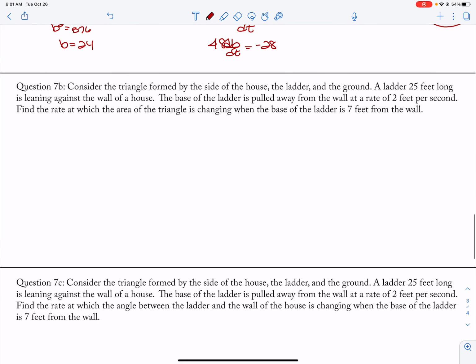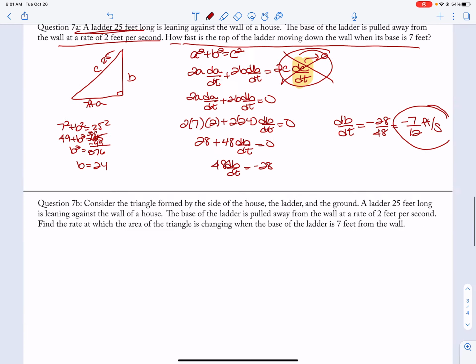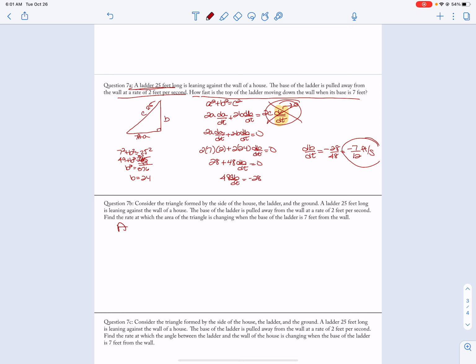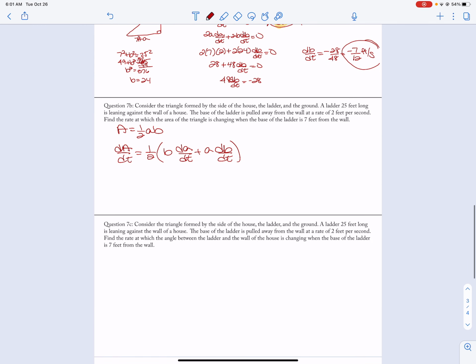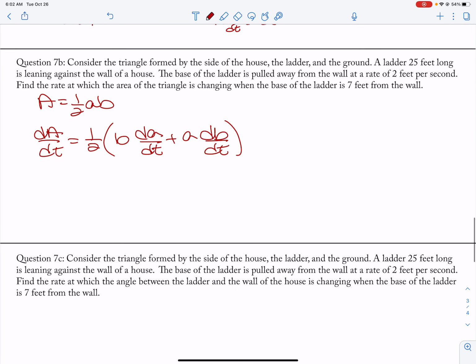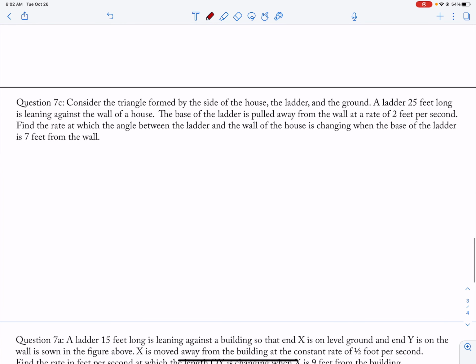This one is area. So I would have done area is equal to 1/2 AB, and then you're going to take the derivative implicitly. So dA dt is equal to 1/2 B times dA dt plus A times dB dt, and then I'm just going to plug stuff in. Plug in what you know. The only weird one here will be tangent.